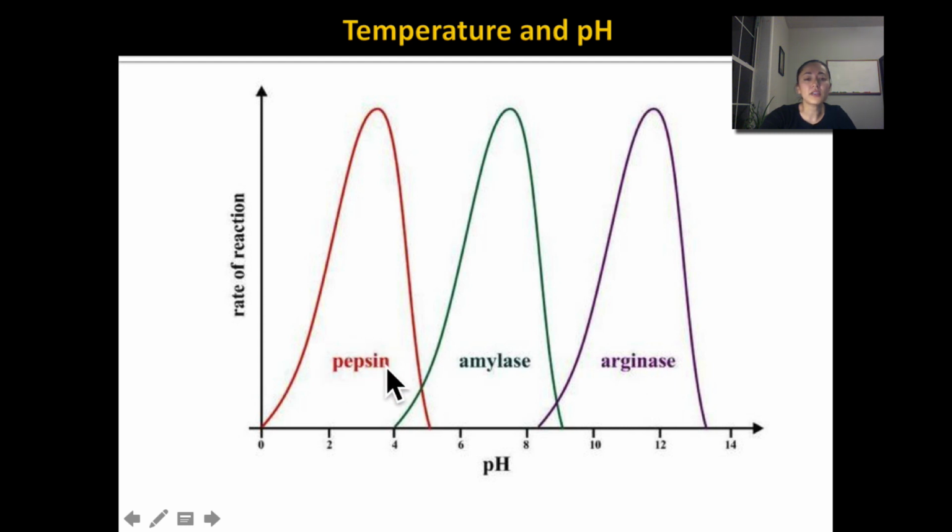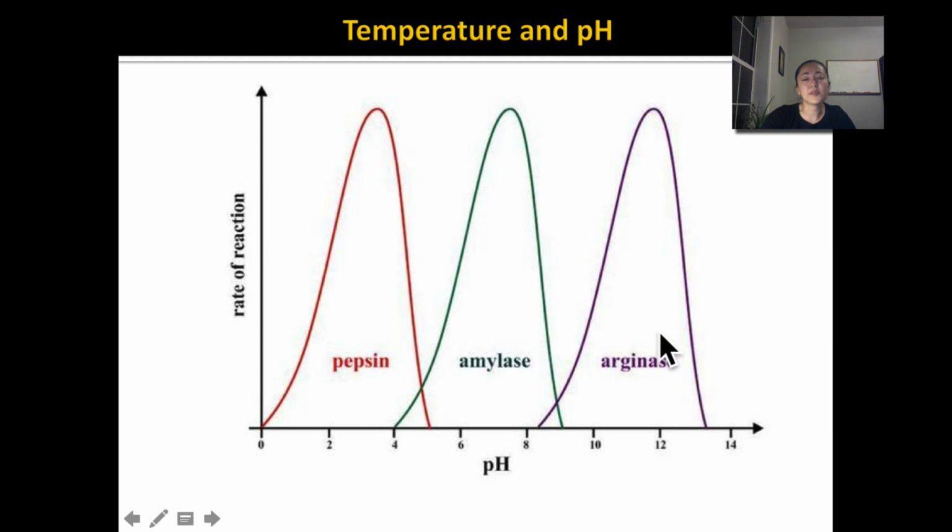Pepsin is found in your stomach, and notice it has an optimum pH around 3, and that's because your stomach is very acidic. So the lower the pH, the more acidic that means. A pH of 7 is very neutral. Amylase is found in your saliva. Your saliva has a neutral pH, so that's why amylase works best in that environment.